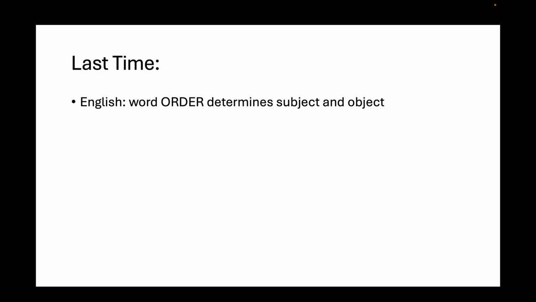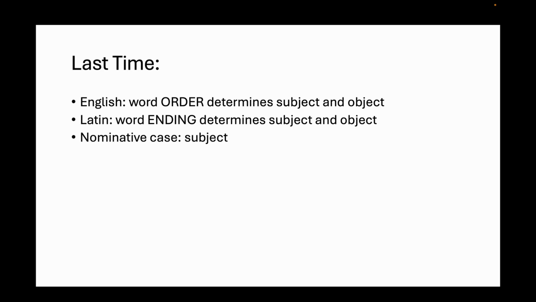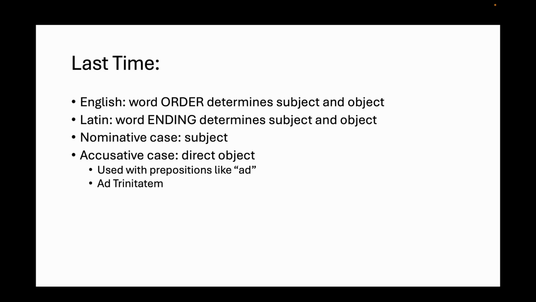So last time, remember, we talked about the fact that in English, word order is what determines the subject and the object of a sentence. And if you don't know what those terms mean, go back to lesson 1. But in Latin, it's the word ending which determines the subject and the object. So the case of the noun determines what function that noun has in a sentence. So the subject, we use the nominative case.